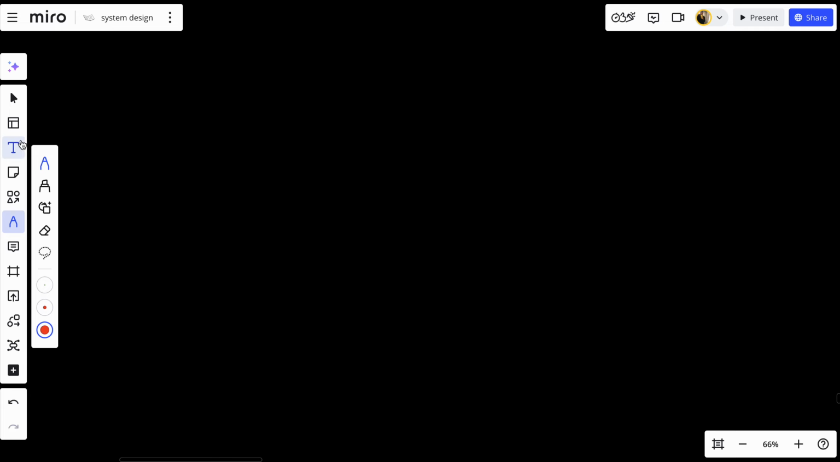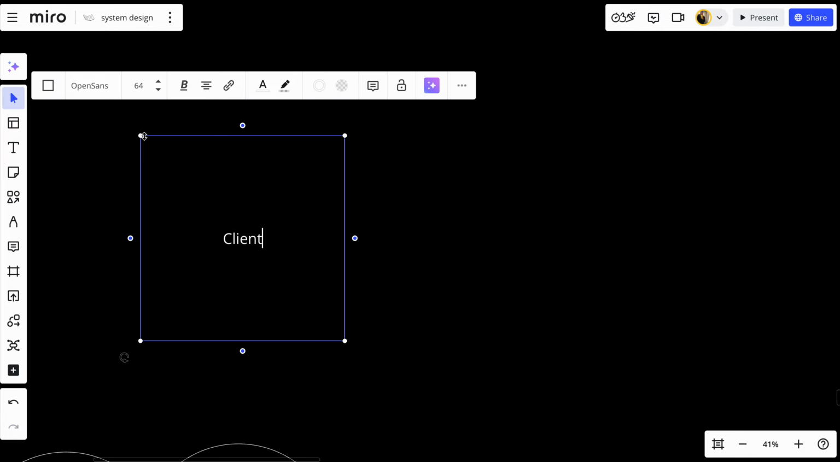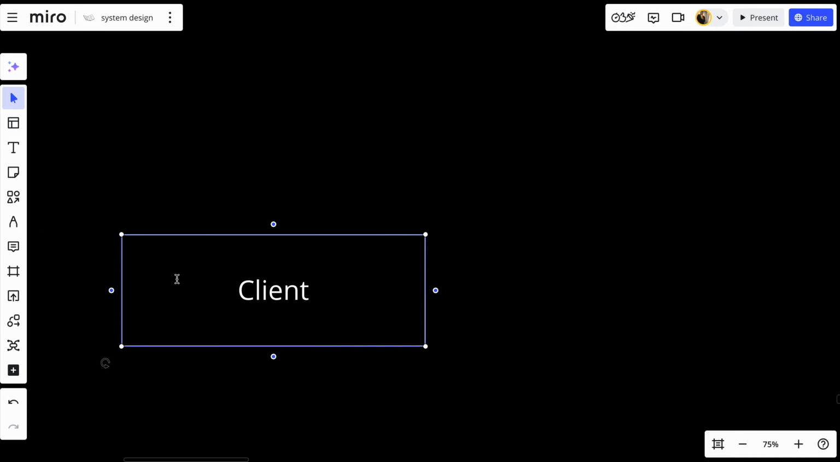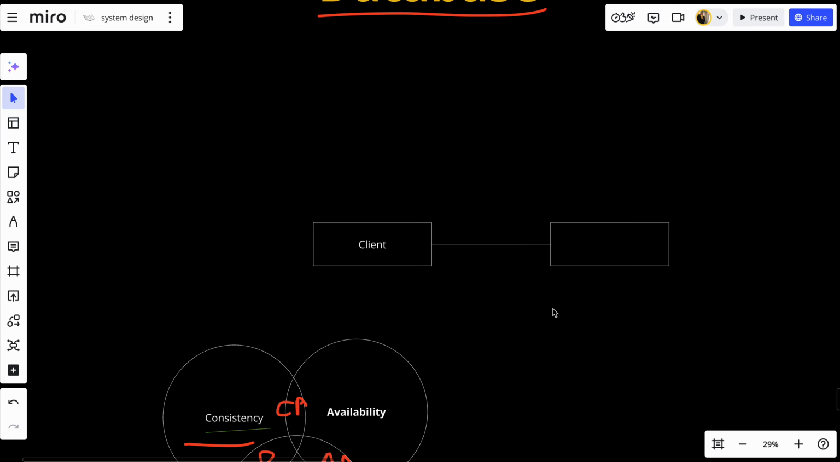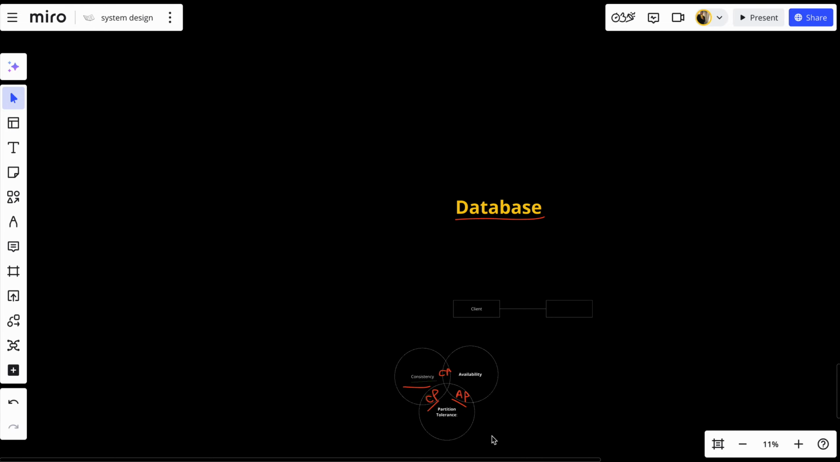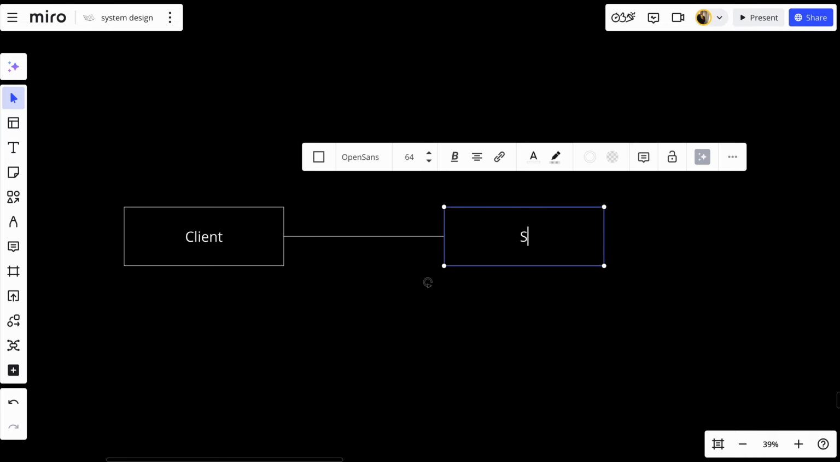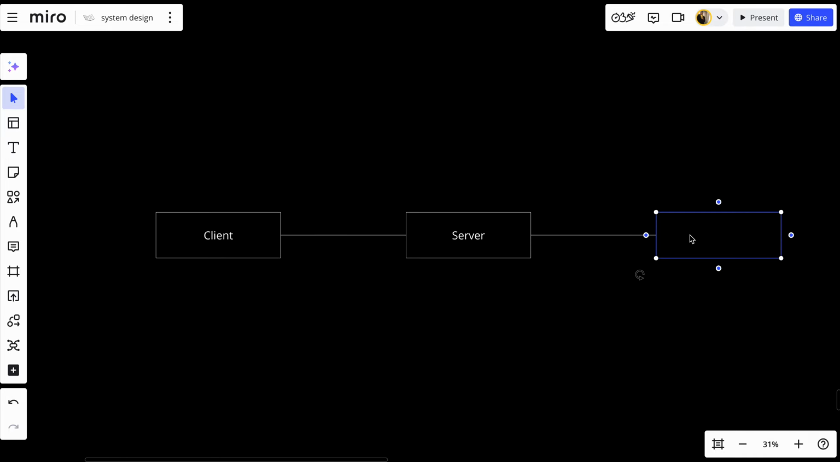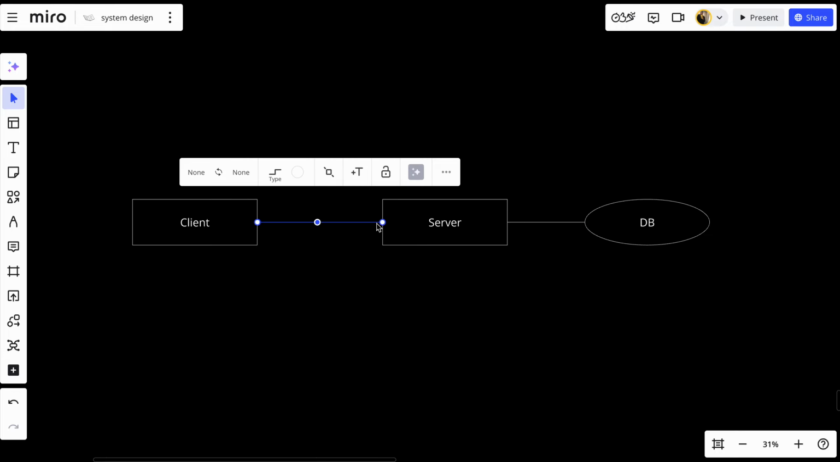So let's try to make a small system. It's a pretty simple one. We will have a client. Let's make this smaller. And this client will send requests to the server. Let me delete this. This is from the old video of the CAP theorem. And the server will send read and write requests to our database.